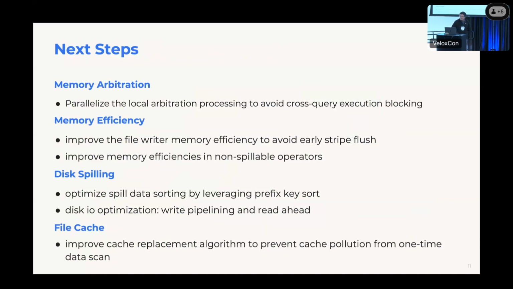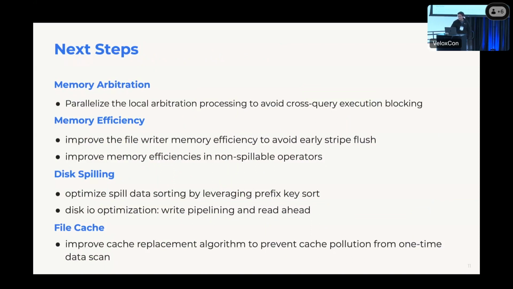For file cache, we try to run both the batch query and the interactive query in the same cluster. For that purpose, we need to improve our current cache replacement algorithm to prevent cache pollution from one-time data scans. So instead of leveraging some advanced algorithm like ARC or 2Q, we are considering leveraging query hints to guide cache replacement. For example, the query can tell the file cache whether data is hot or not.